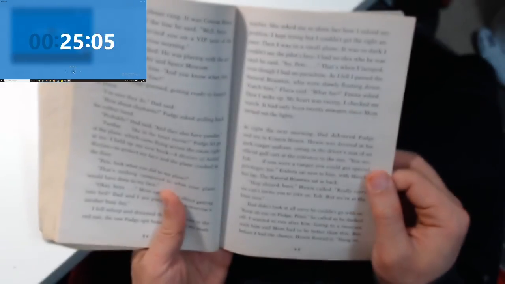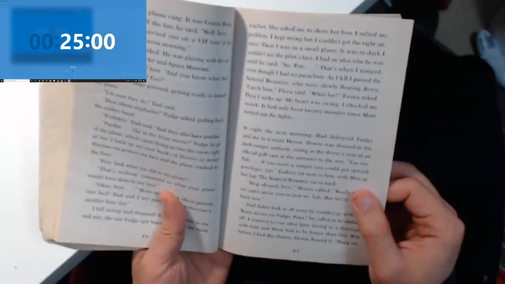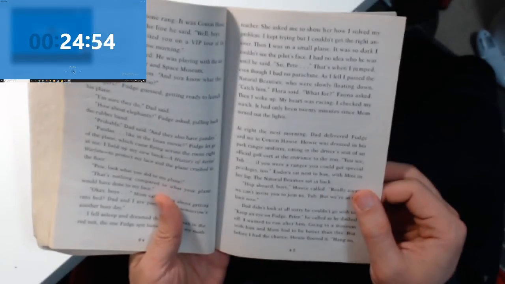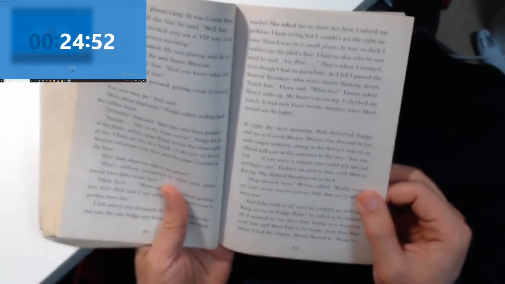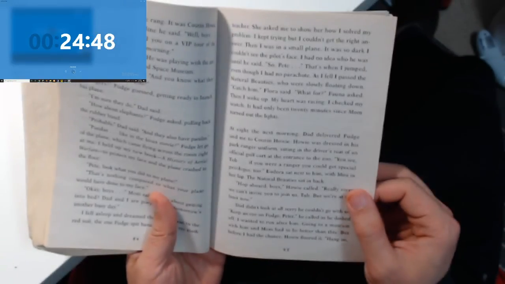She asked me to show how I solved my problem. I kept trying, but I couldn't get the right answer. Then I was in a small plane. It was so dark, and I could see the pilot's face. I had no idea who he was until he said, "So Pete." That's when I jumped, even though I had no parachute.